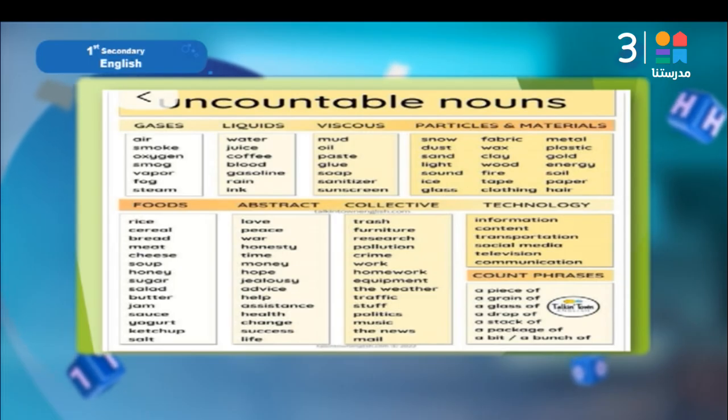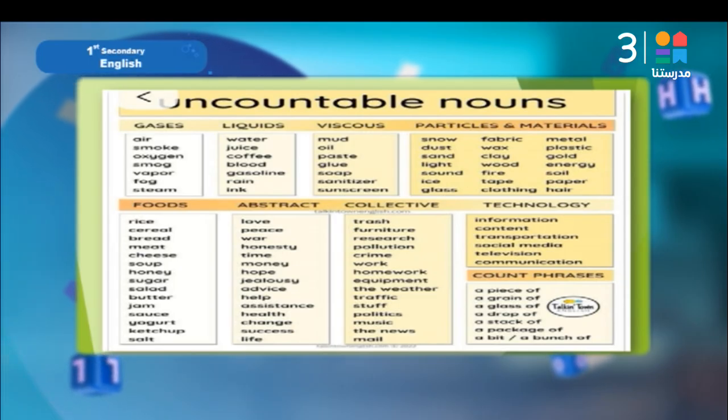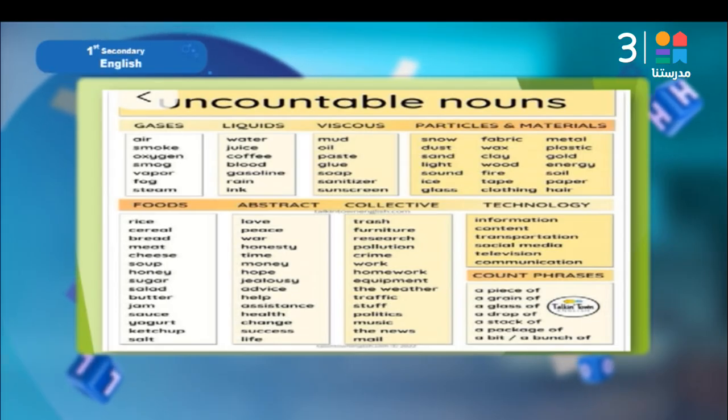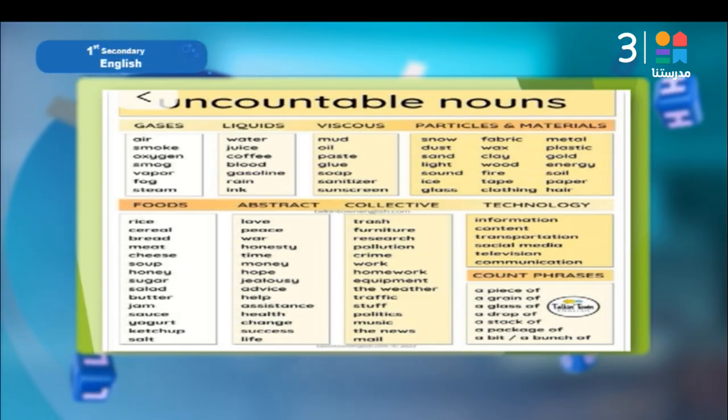They could be collective nouns, for example trash, furniture, research, pollution, crime, work, homework, equipment, the weather, traffic, stuff, politics, music, the news, and mail. So all these are uncountable nouns. Everything we mentioned now is considered uncountable, nouns that cannot be counted. I cannot count them.